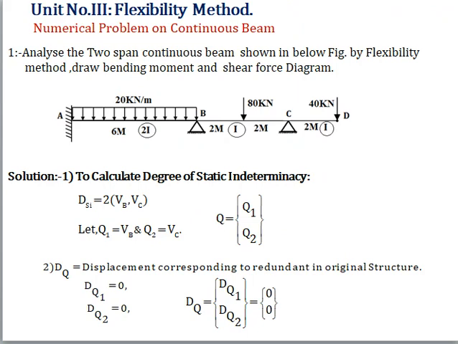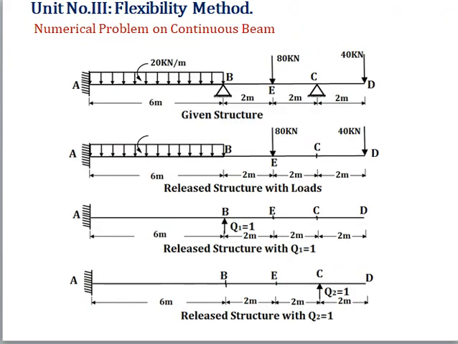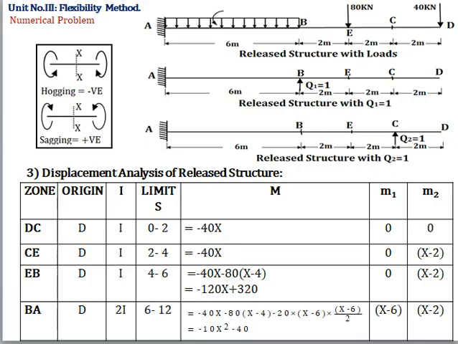So let us quickly revise the points which we covered in the previous video. We went through the degree of static indeterminacy. Also we discussed the release structure with load, release structure with Q1 equal to 1, release structure with Q2 equal to 1. Then we saw the displacement analysis of the release structure, and from that we developed the table, and in that we mentioned the moment capital M, moment M1, and the moment due to the release structure with Q2 equal to 1, that is we call it M2.